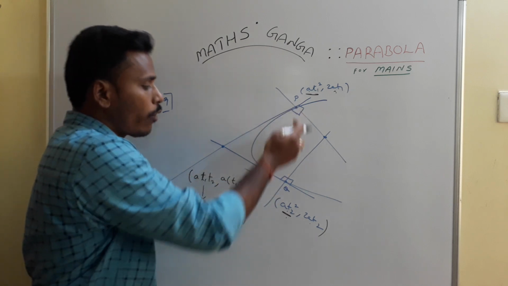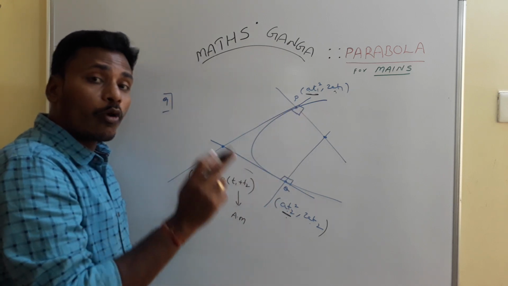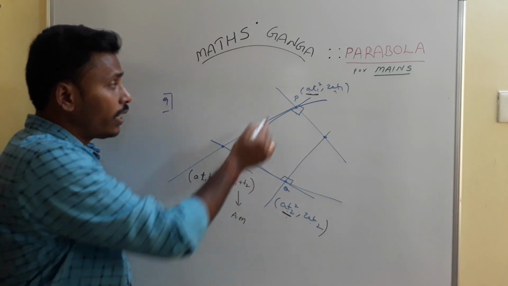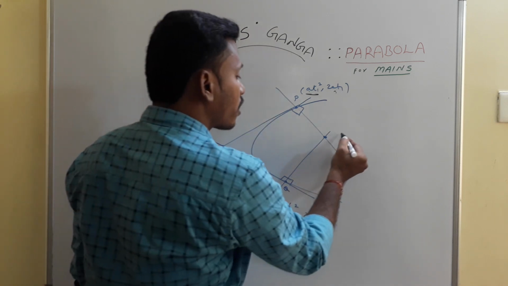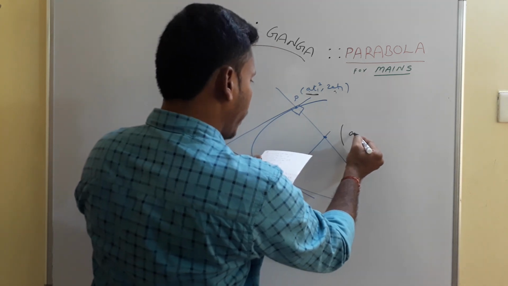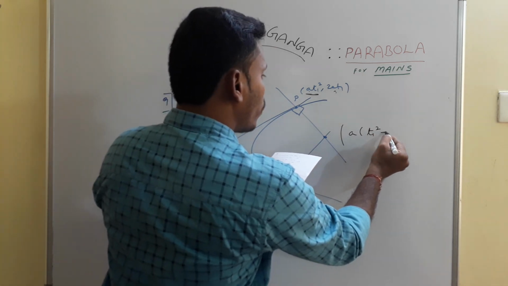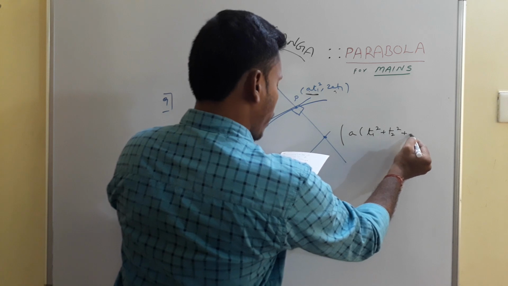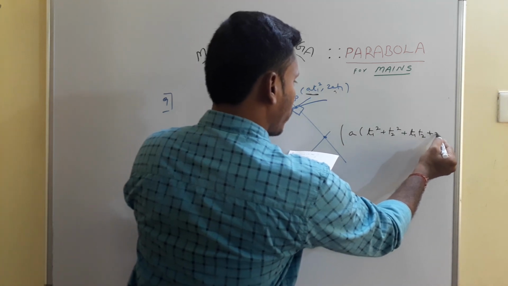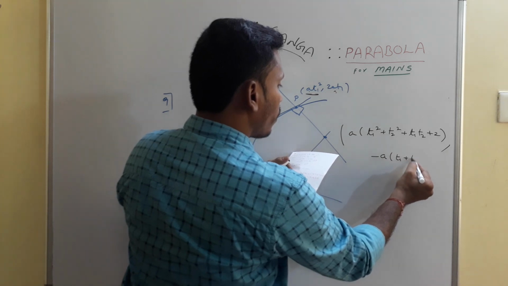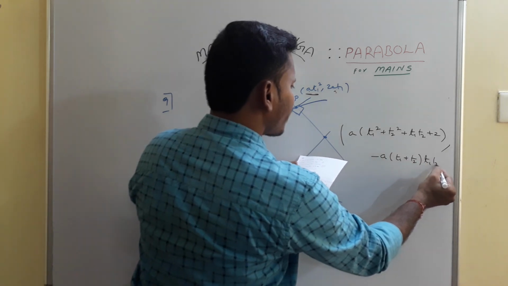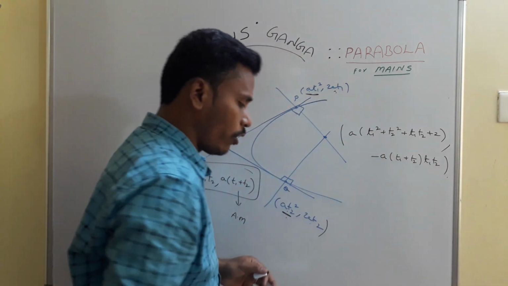Okay, if you know 2 points P and Q on the parabola, then the point of intersection of the tangents for these 2 points is given by this rule, as well as the point of intersection of the normals at these points. The point of intersection of tangents is a t1 t2 as the x coordinate and a(t1 + t2) as the y coordinate, whereas for normals it is a(t1² + t2² + t1 t2 + 2) as the x coordinate and −a(t1 + t2)t1 t2 as the y coordinate.